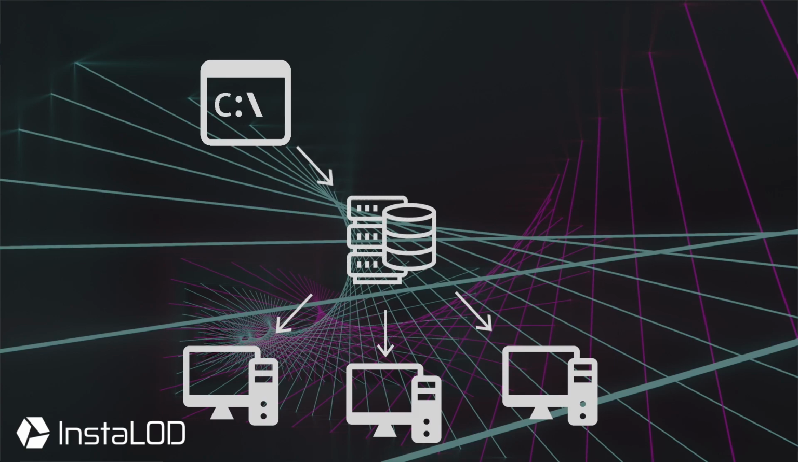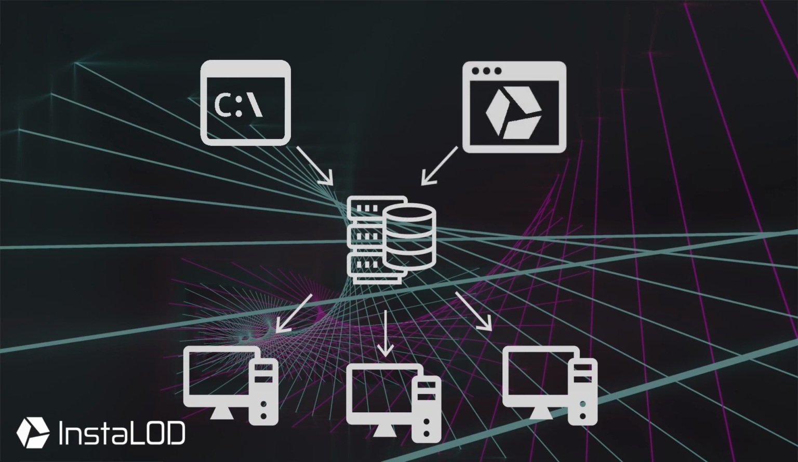The second option to start an InstaLOD Grid server is to use InstaLOD Studio in its server application mode. We'll get to that in the second part of this video. Let's start off by setting up a grid server through the command line.